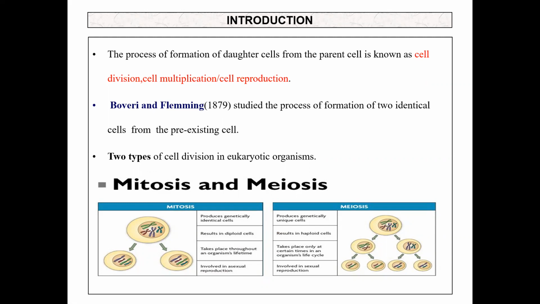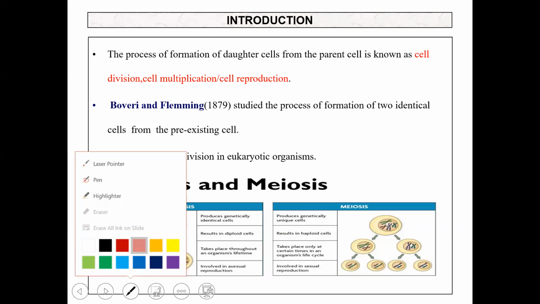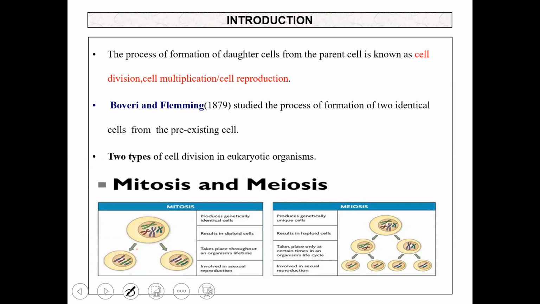We know that the process of formation of daughter cells from the parental cell is known as cell division, or in other words, it is also called cell multiplication or cell reproduction. So you can address it as cell division, cell multiplication, or cell reproduction. These are the various names which have been given, but the meaning is the same.